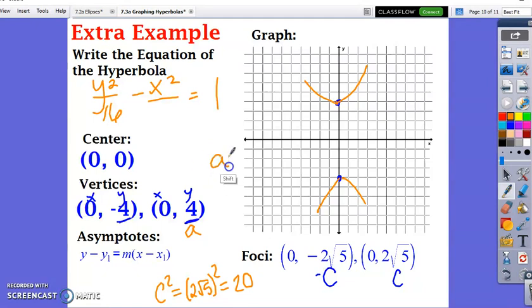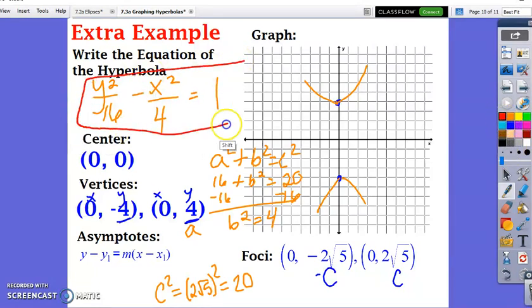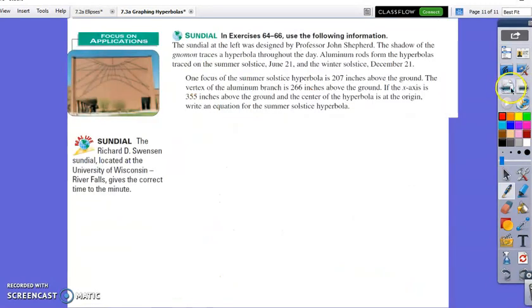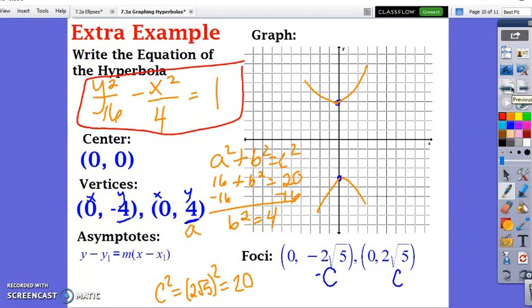So then a squared plus b squared equals c squared will help me solve for b. So 16 plus b squared equals 20. So minus 16 on both sides, and you'll get b squared equals 4. So that's what goes under the x squared then. And that's my equation. And we are going to skip that example. So that will be all for this video.